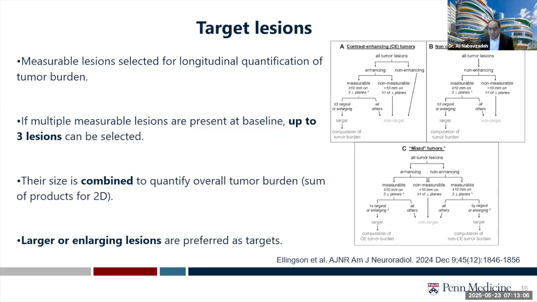So this is a schematic diagram from the RANO paper that shows the different scenarios. If you have a contrast-enhancing tumor, then the non-enhancing tumor would not be considered as target lesion. Enhancing lesion, if it's more than 10 millimeter in all 3 planes, that would be our target lesion. Up to 3 of them can be included. For non-contrast enhancing tumor, again, same criteria. If they're more than 10 millimeter on 3 planes, up to 3 would be our target lesions. And for mixed tumors, the same kind of workflow will be applied to both the enhancing and non-enhancing parts of the tumor. The target lesions that are more than 10 millimeter would be measured and monitored.